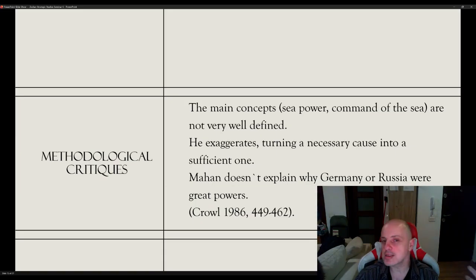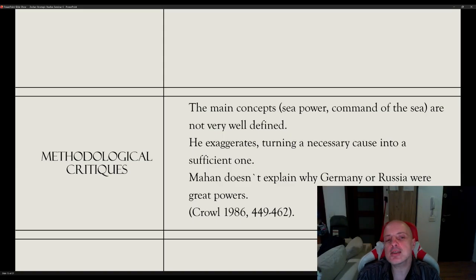The first critique is that the main concepts are not very well defined. For example, if you look at the war now, the former war between the United States and Israel against Iran, what does it mean, sea power? Iran was able to interdict the passage through the Hormuz Strait. So you can say that in this case, the United States actually lacked sea power, even if the United States had a concentrated fleet, imposed a blockade, and so on. So basically, you see that the concept of sea power is ambiguous.